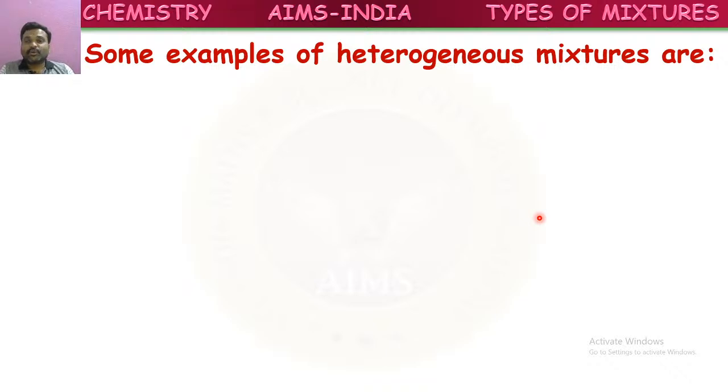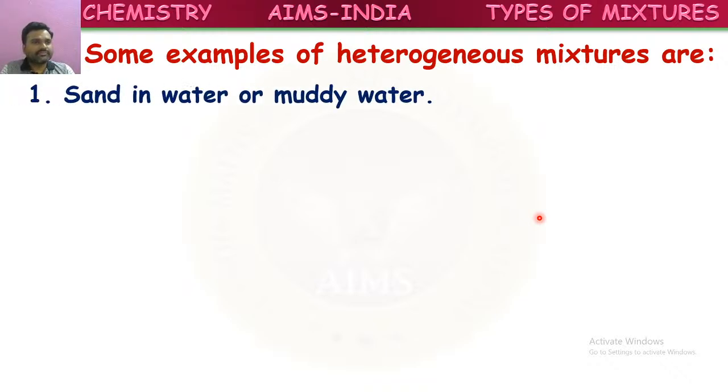Some examples of heterogeneous mixtures are given here. Sand in water. Just now we discussed sand in water or muddy water. So what happens if we add some mud or sand into water? Even after stirring, if we allow it to stand for a few minutes or a few seconds, the components will separate and be seen clearly. Sand or mud will settle down, and water will be seen up. So there the separation can be seen clearly between the components, where the mud particles are and where the water is. We can see the components clearly. So it comes under heterogeneous mixture.